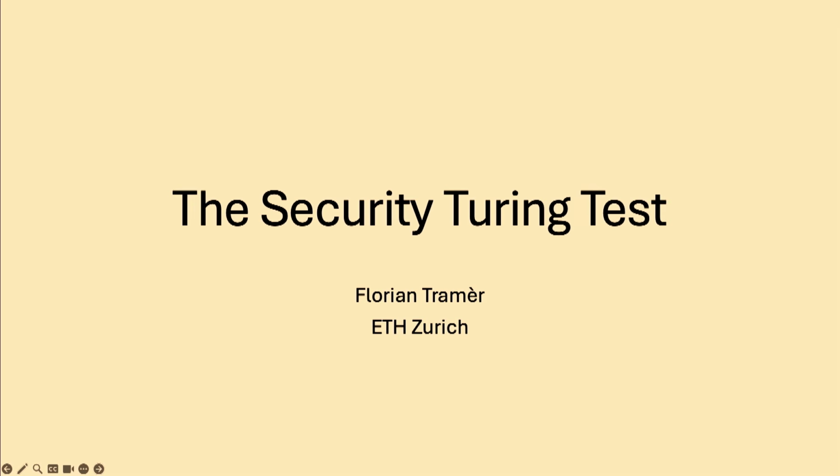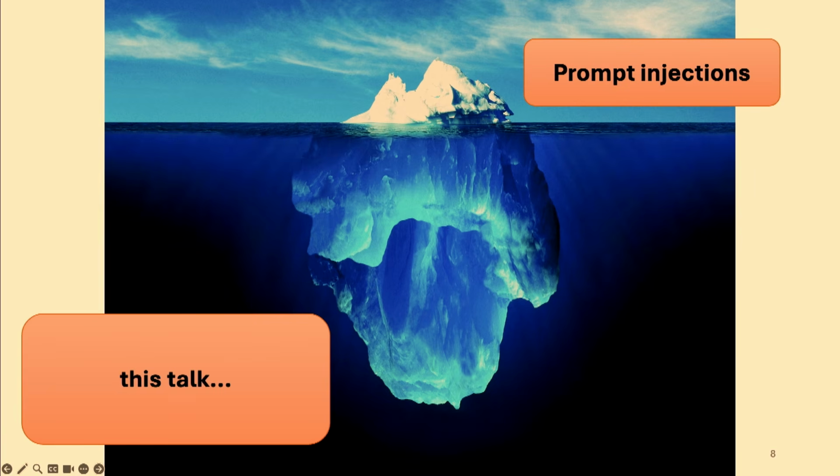So, the security Turing test, what is this all about? The big picture is this: I think this is what AI security looks like. We've been thinking about and hearing a lot about prompt injections in this field, and I think this is the tip of the iceberg of what's going on with AI. This talk will be about the rest of the monster hiding under the surface.